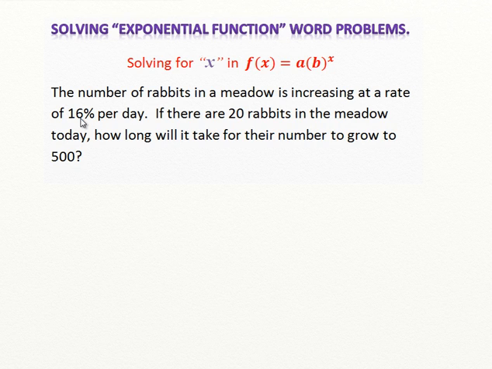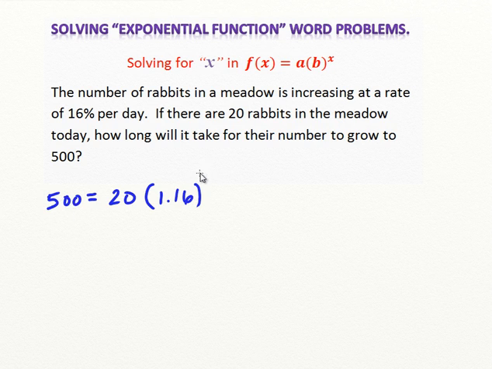It says the number of rabbits in a meadow is increasing at a rate of 16% per day. If there are 20 rabbits in the meadow today, how long will it take for their number to grow to 500? Okay, so we're given some initial information. We're told that they're increasing at a rate of 16% per day. So when I set up the base, I know it's going to be 1.16. The initial value of 20 rabbits will go in front of that base. And then the target down the road is a future value, or final amount, of 500.